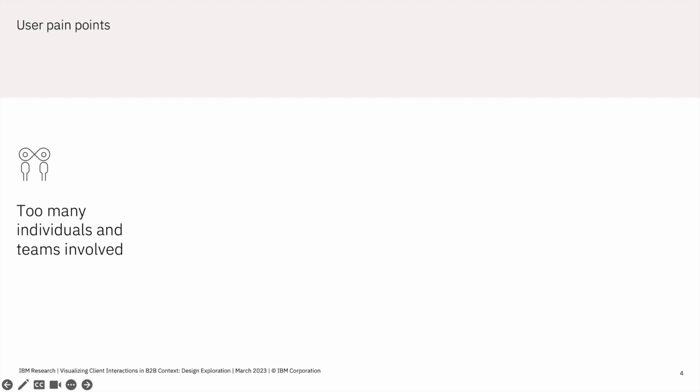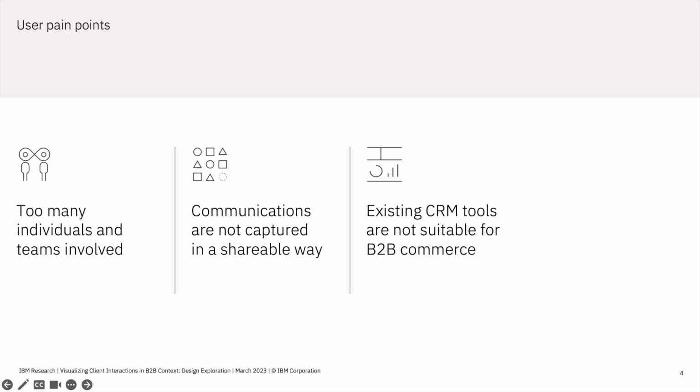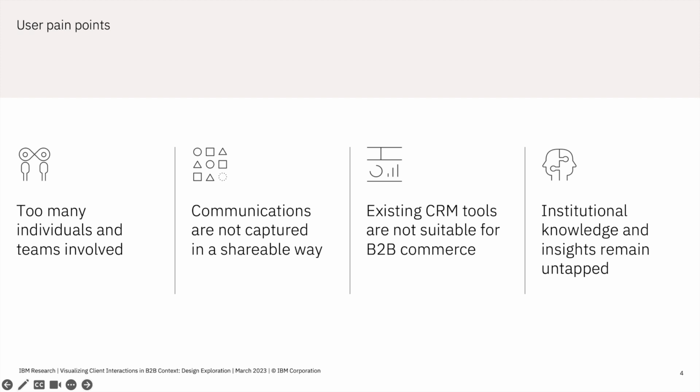B2B commerce, unlike B2C, is a relationship between 2 organizations, and the client knowledge is distributed among a multitude of individuals. Most sellers have their own way of recording their communications, and they are not all captured in a shareable way. Existing CRM tools are not suitable because they do not consider inter-organizational relationships. Therefore, most communications go unrecorded, and as a result, institutional knowledge of client organizations and its value remains largely untapped.